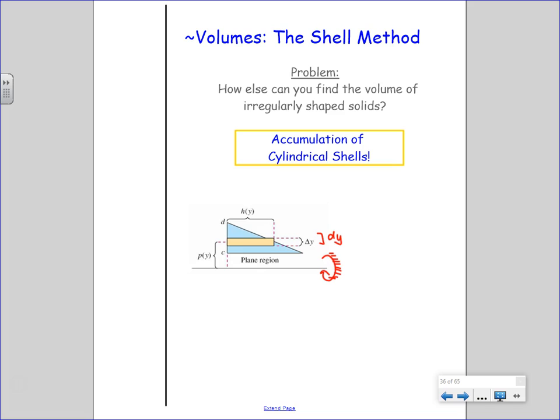And the reason is that when we slice, we're accumulating cylinders with thicknesses that we're dealing with. Instead, pretend that's that. Okay, we're accumulating cylinders.